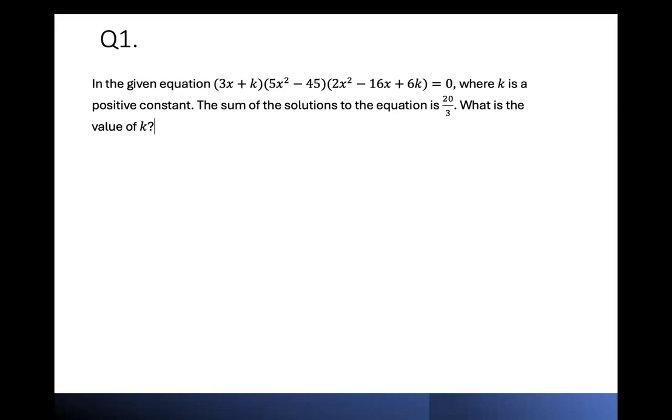In the given equation, (3x + k)(5x² − 45)(2x² − 16x + 6k), when you read it, your brain tells you, what am I reading? It is equal to 0. That's the key, where k is a positive constant. All the variables and instructions they give you in the question, take care of them. The sum of the solutions is equal to what? 20/3. That is your key. What is the value of k?